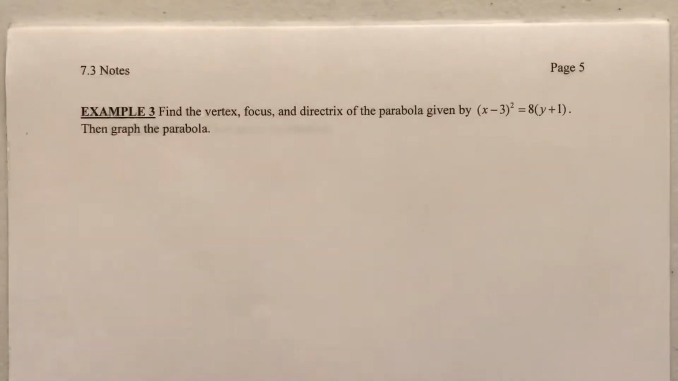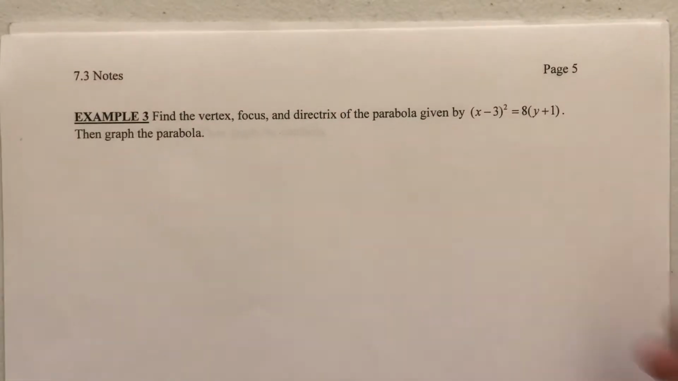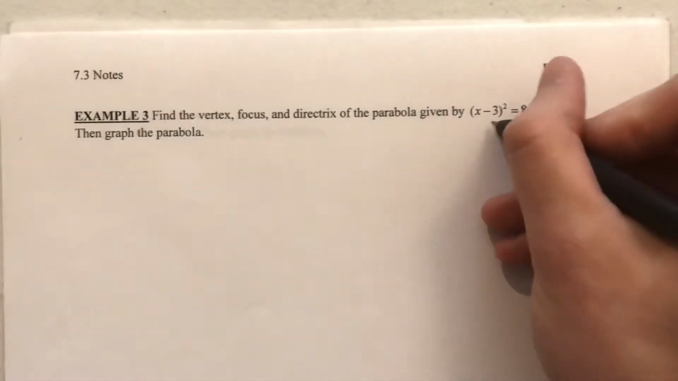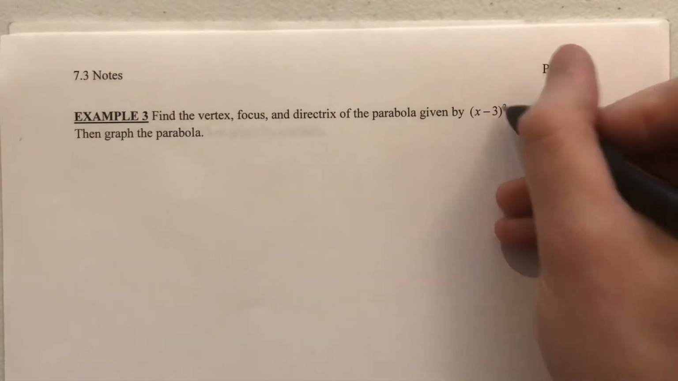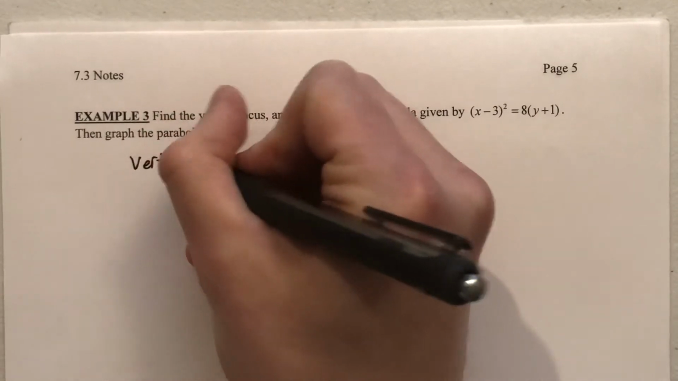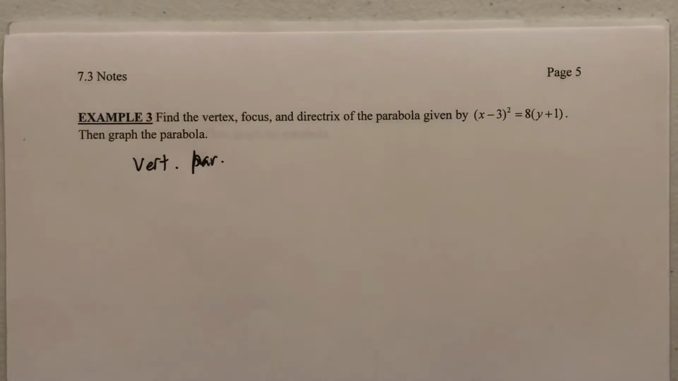For our next example, it wants us to find the vertex, focus, and directrix, because notice now we see pluses and minuses there within the quantities. So we've got an h and a k. Now, with the x quantity being the one that's squared, that's the one we're familiar with. That's the one opening up and down. So this is a vertical parabola.